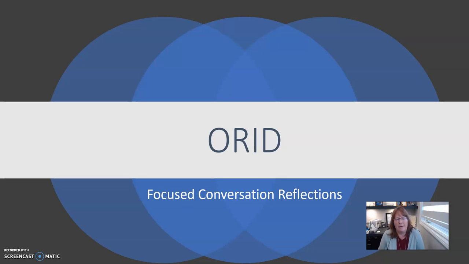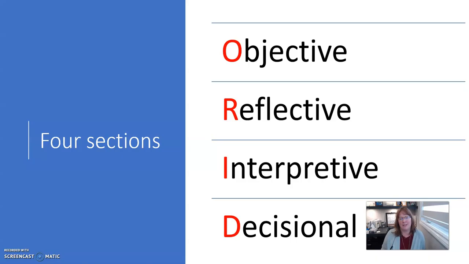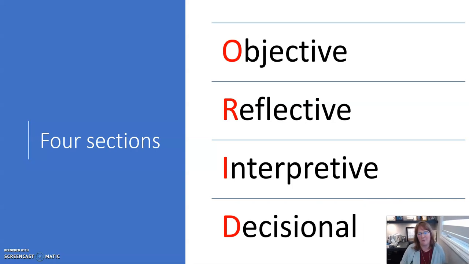In this video, I want to just walk through the focus conversation model that you'll use for your reflective entries. You've got 2 reflective entries in this course, and I want to walk through a little bit more around how the focus conversation model breaks down and a real life example that shows you that you actually do this a lot more than you think you do. So let's look at the 4 sections. Objective, reflective, interpretive, and decisional are the 4 pieces of this model, and we'll look at each one in detail.